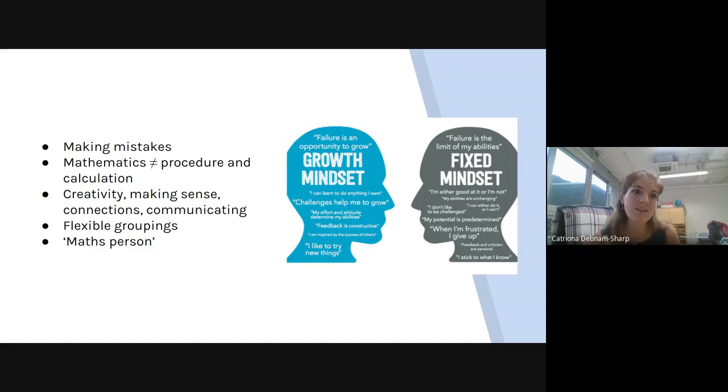We need to address the fact that mathematics, as we already talked about, is not about procedure and calculation. It's more than that. It's about creativity, making sense of maths, connections, and communicating ideas. So if children feel like they're slow, or even the opposite, children feel like they're really quick, it's really enforcing that idea that actually being quick isn't the be all and end all. It's being able to understand why and how, being able to explain your thinking, and being able to explain to somebody else is really important, which links to our flexible groupings even.